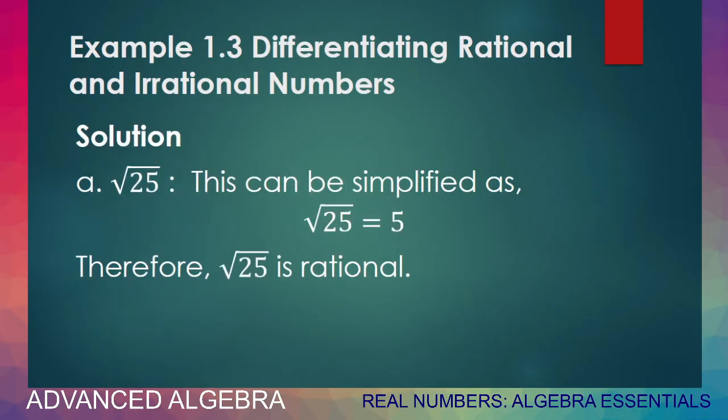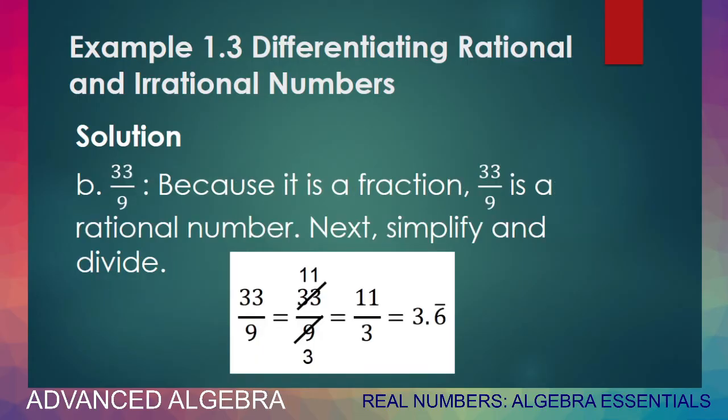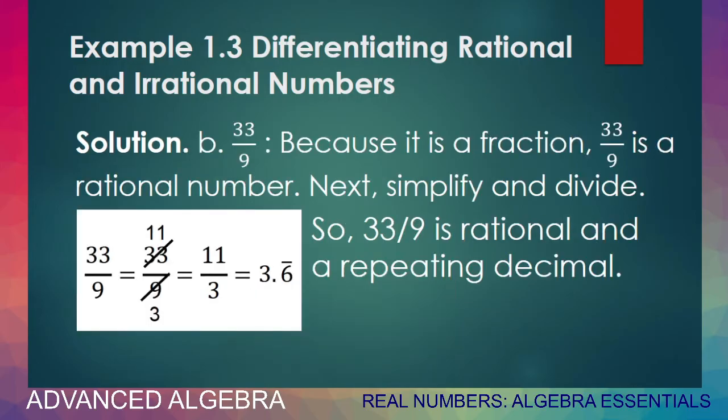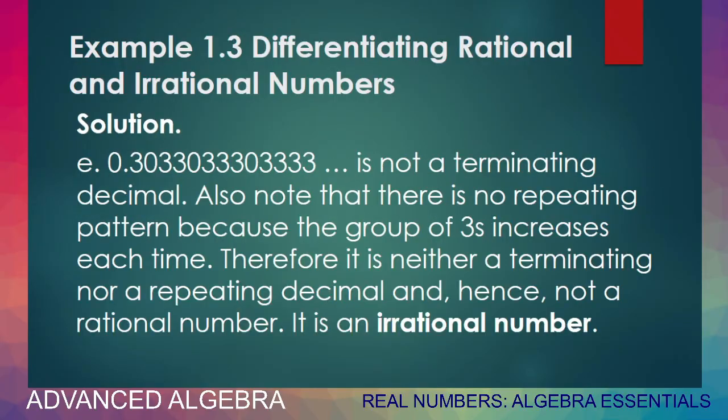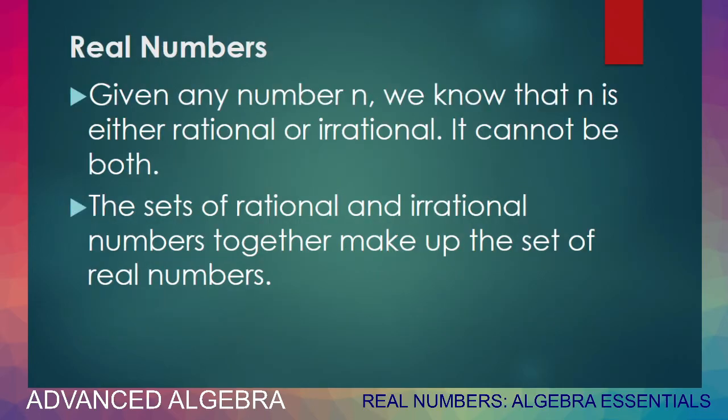So, ito yung kanina. So, square root of 25, siya ay rational. Pinakita ko lang yung manual computation. Okay. So, next.